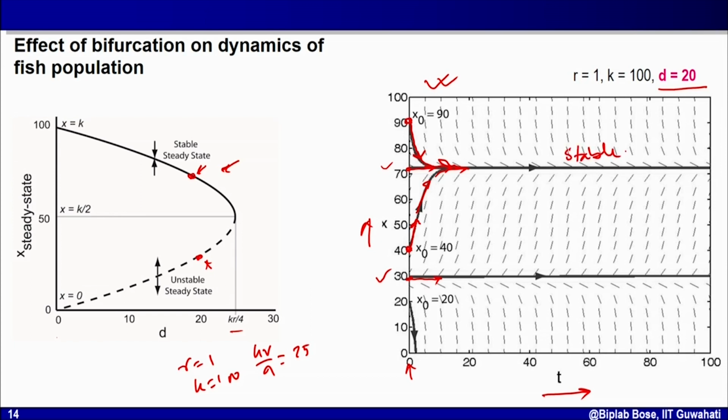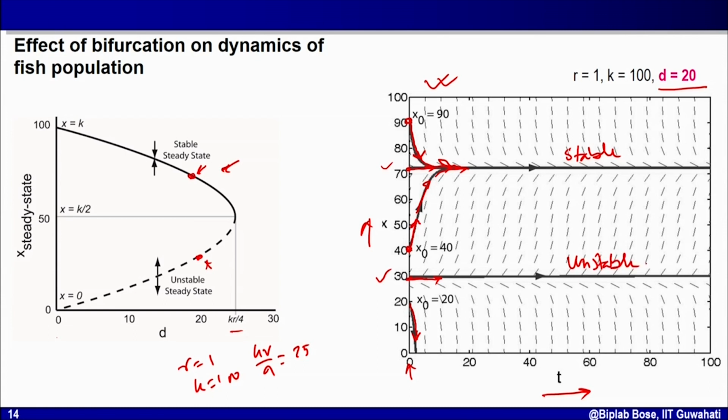Whereas, if I start with a number of fish below this unstable steady state, this is the 30, then what will happen? For example, if I start with 20 fishes, then I will move in this direction away from the steady state, and as my fishes get used up by picking up, I will eventually go towards 0 fishes. So this one is unstable.